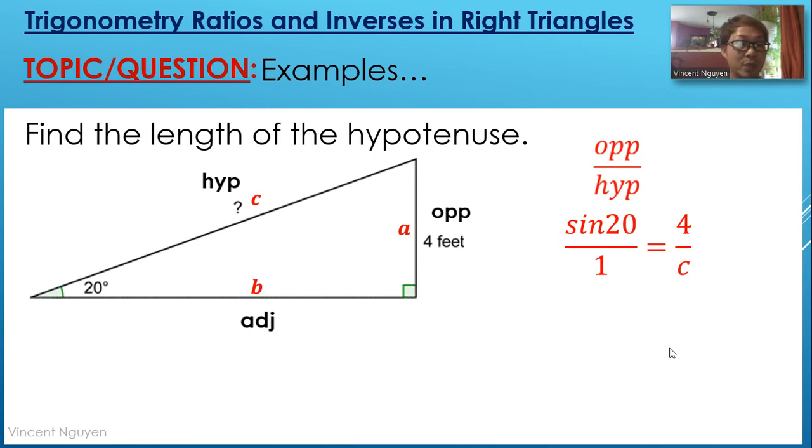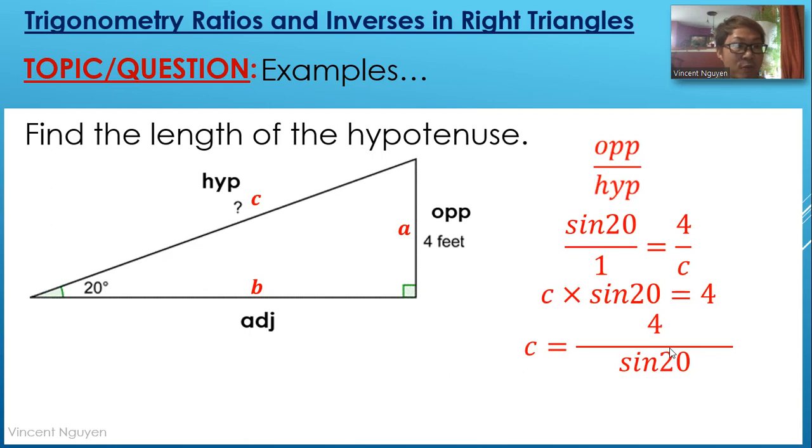So we're going to do 4 times 1, which is 4, and then c times sine of 20. Okay, now you do have to solve for c, because sine of 20 is not going to give you anything. So you have to solve for c. Well, go back to the basics. To solve for c, you divide both sides by sine of 20 degrees, right? So c equals 4 divided by sine of 20 degrees.